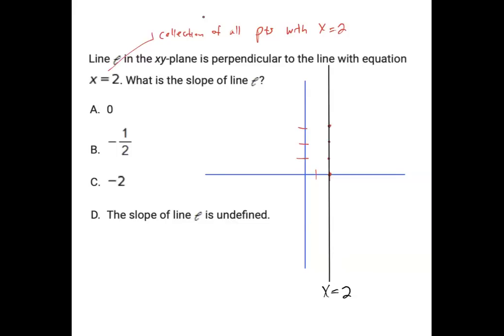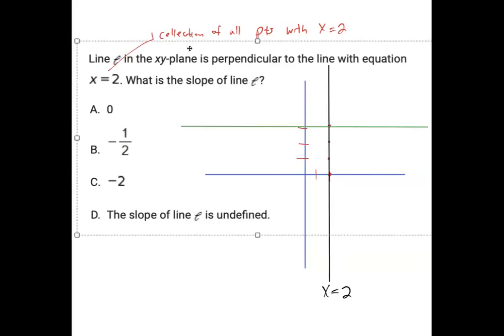Perpendicular to that means it's going to hit it at a right angle. So an example of a line like that would be this one here, which is the collection of all the points that have a y value of 3. In other words, y equals 3. And so what is the slope of a line like that?